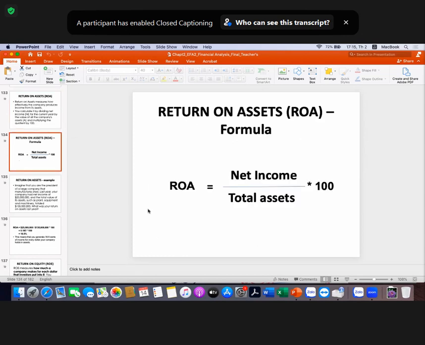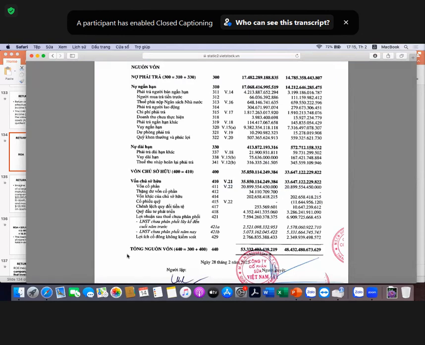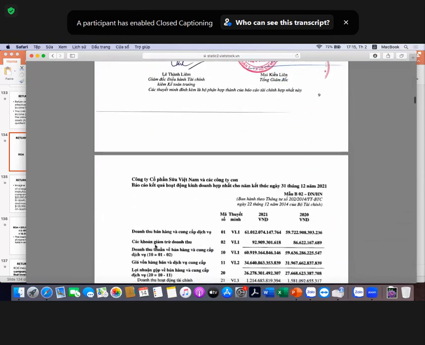So, what is the net income? What is the net income code number?